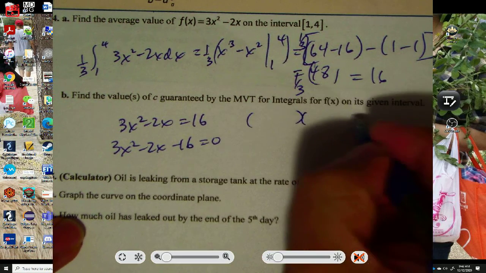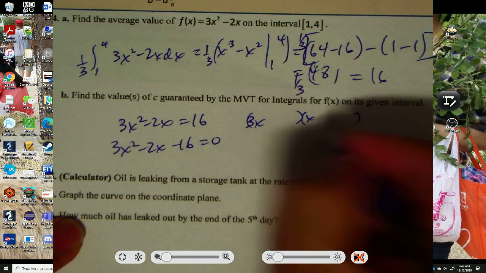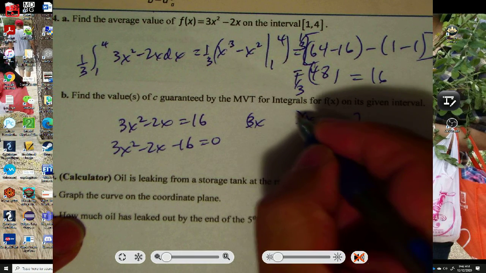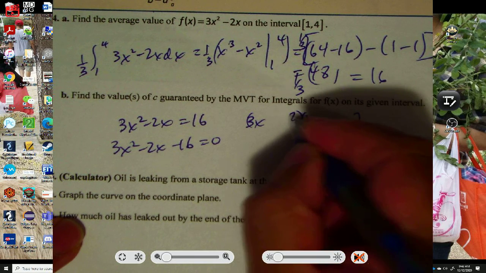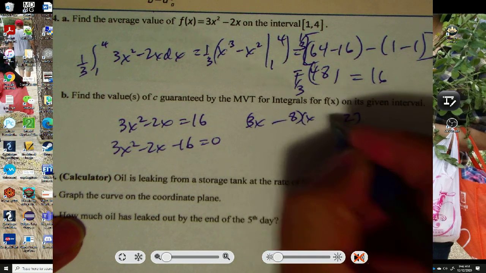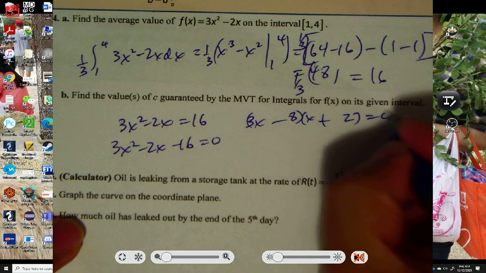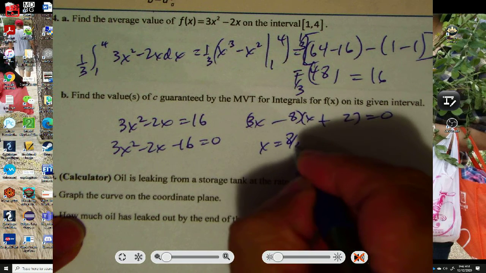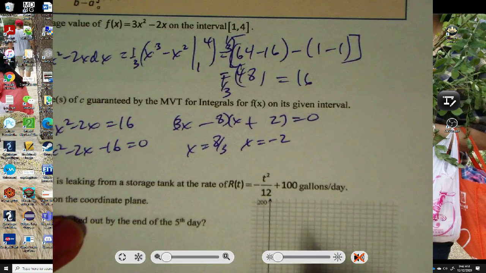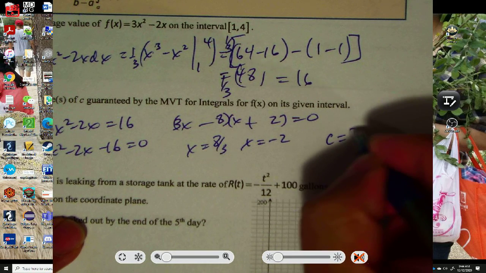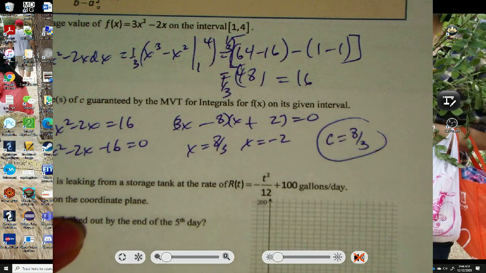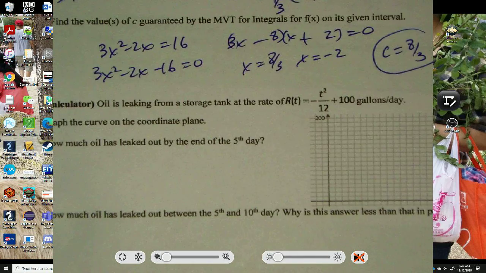Factor that. It would be 3x, x, 2 times 8, so 8 and 2. We want the 8 to be negative, so it's this way. And we want that equal to 0, so x equals 8/3 and x equals negative 2. So that means the c that's guaranteed is 8/3. Negative 2 is not in that interval. So that's it.